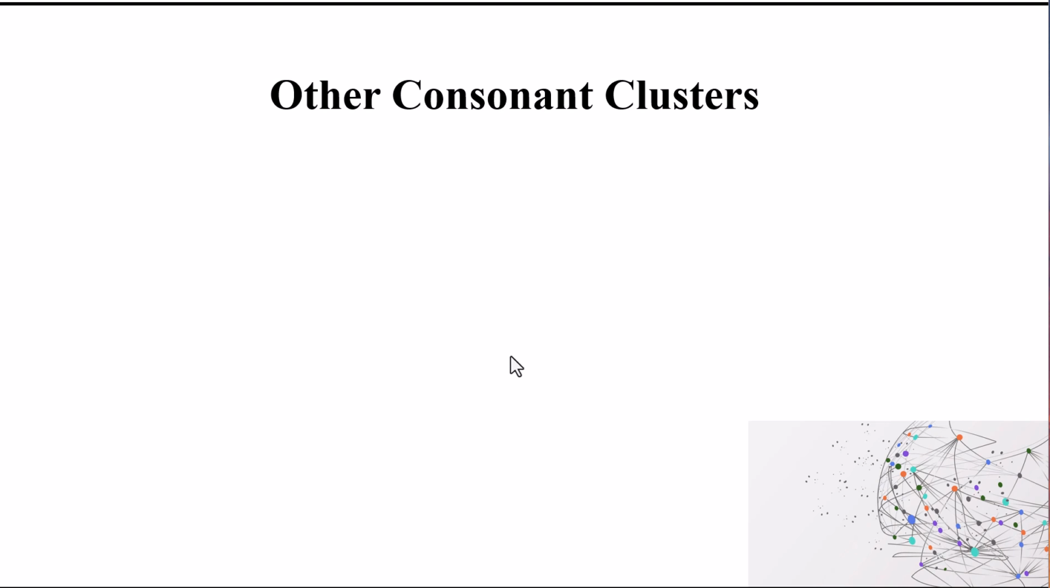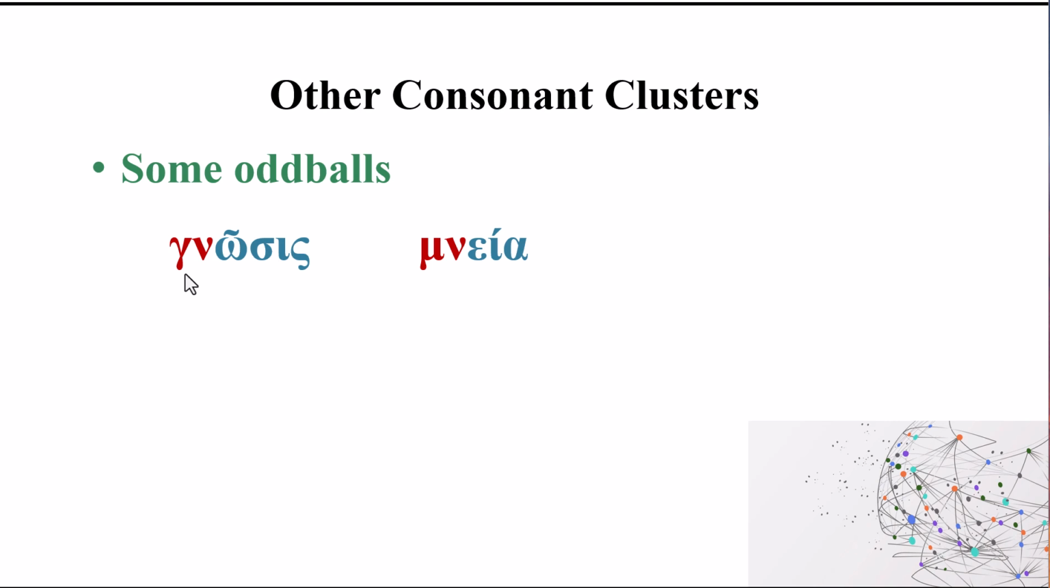There are also other consonant clusters that are considered to be pronounceable and work together. So we have some oddballs. So we have, for instance, gamma nu in gnosis, knowledge, or mu nu, mneia, memory. We have pneuma, so pi nu. This is a pronounceable combination. And it's spirit, wind, breath. We don't pronounce the P.